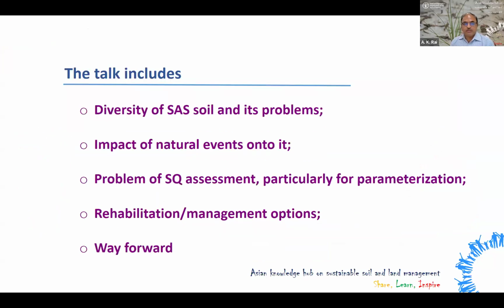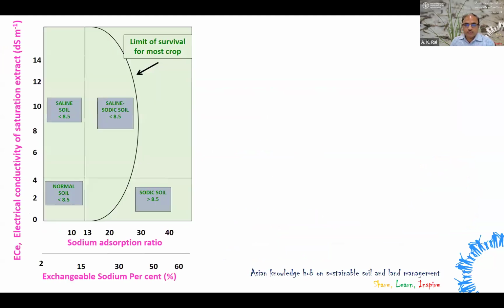My talk will cover the diversity of salt affected soils and their problems, then the impact of natural events like climate change, then the problem of soil quality assessment and its parameterization under salt affected soil conditions, and the issues. Then rehabilitation and the management options that are being practiced in India, and the future amendments and management practices that we are evaluating, and the way forward. So quickly moving to the content.